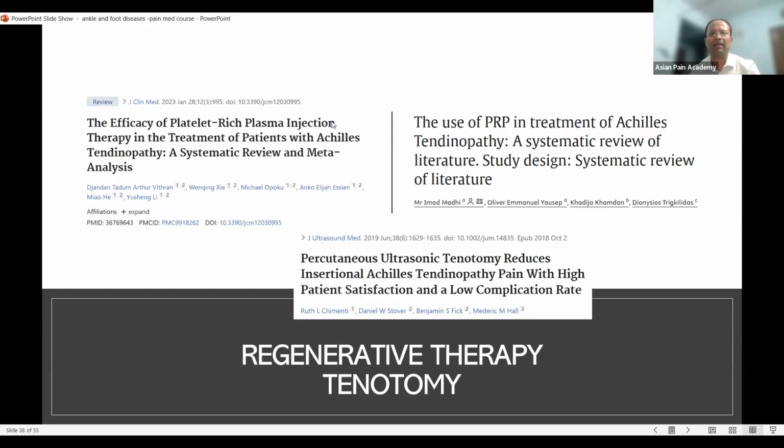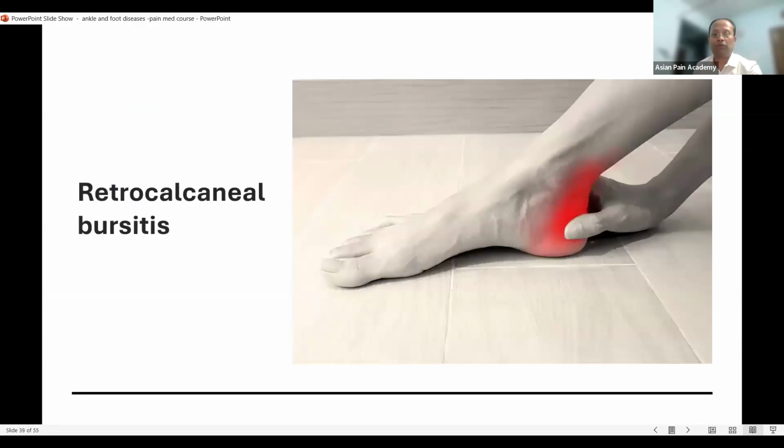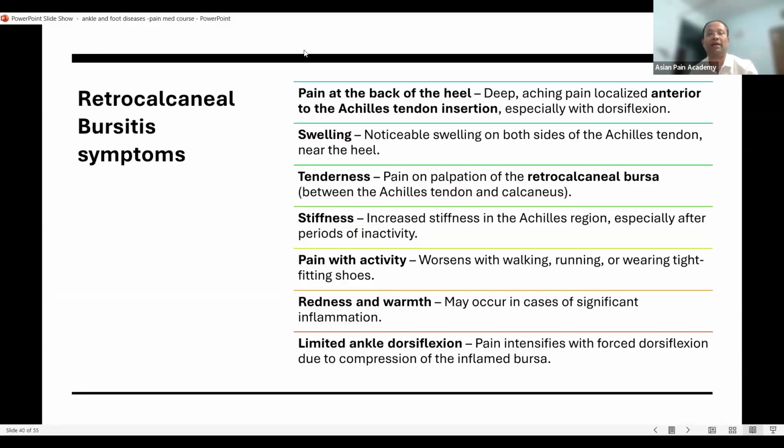Treatment wise, of course, regenerative therapy, tenotomy, all the things are applicable. So mainly if it is a tendinosis, then you will go for PRP therapy. But if it is an insertional tendinitis, then you can go for the peritendinous steroid infiltration. Okay. So retrocalcaneal bursitis. What is retrocalcaneal bursitis? We have to search the area of the retrocalcaneal bursa. Usually the Achilles tendon and the retrocalcaneal bursa are affected together.